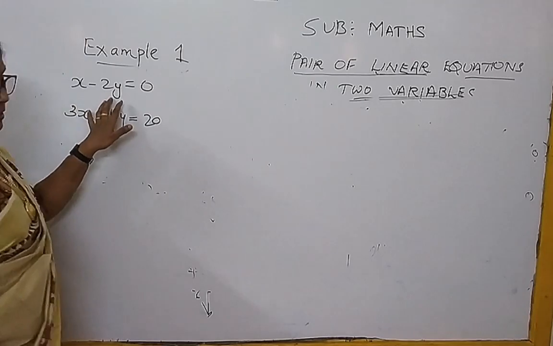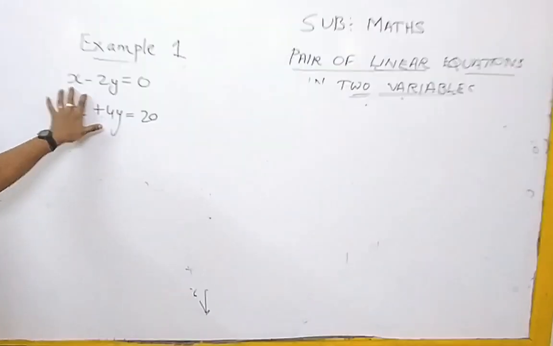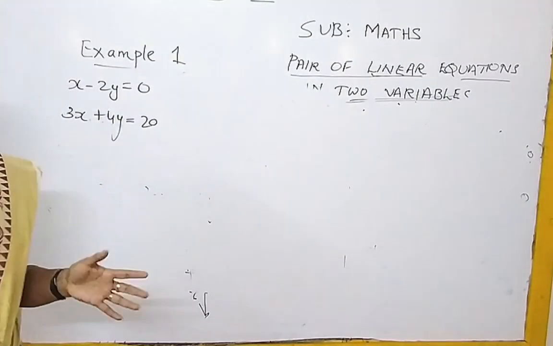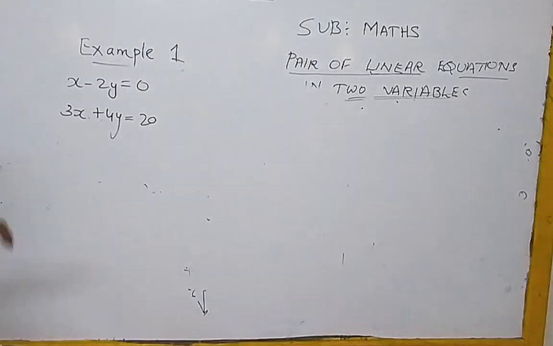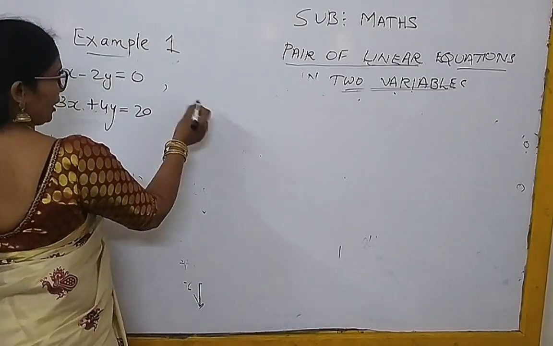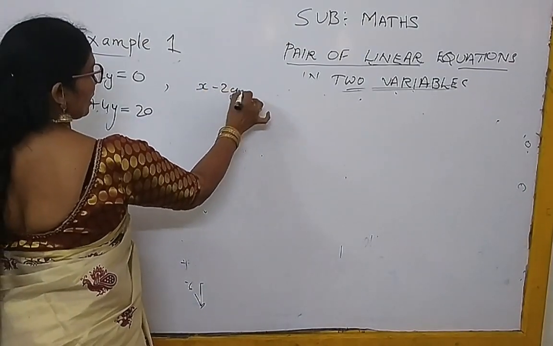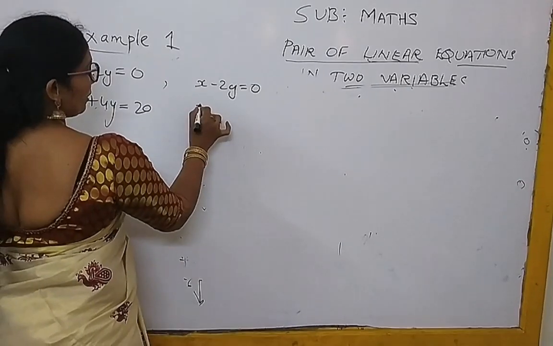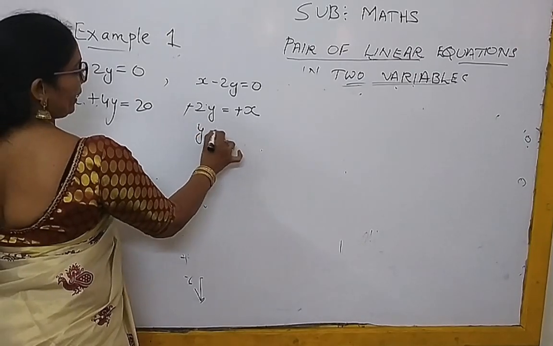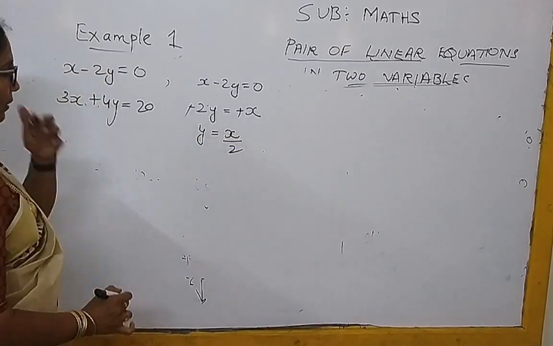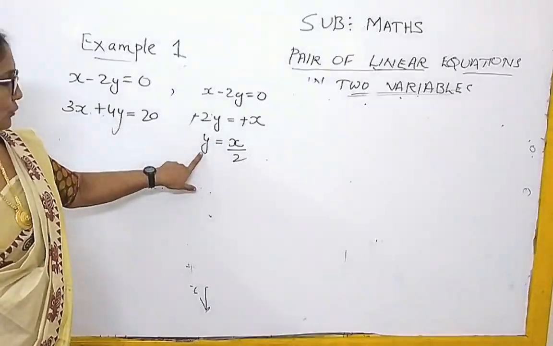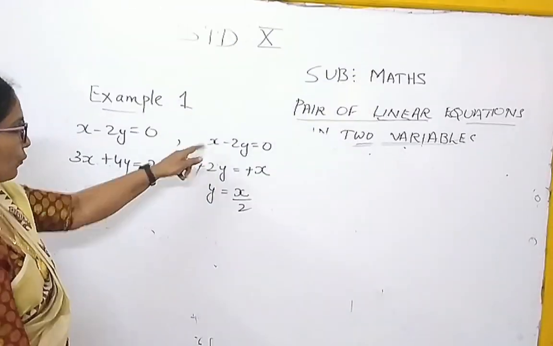For the graphical purpose, you first of all have to find the solutions. How will you find the solutions? You can find an infinite number of solutions, so at least 2 solutions are needed for drawing a line. We are considering here x minus 2y equal to 0. You change this equation: minus 2y equal to minus x, the minus can be cancelled, so y is equal to x by 2. Now while putting various values of x, you will get corresponding values for y. All those will represent the solutions of this given equation.